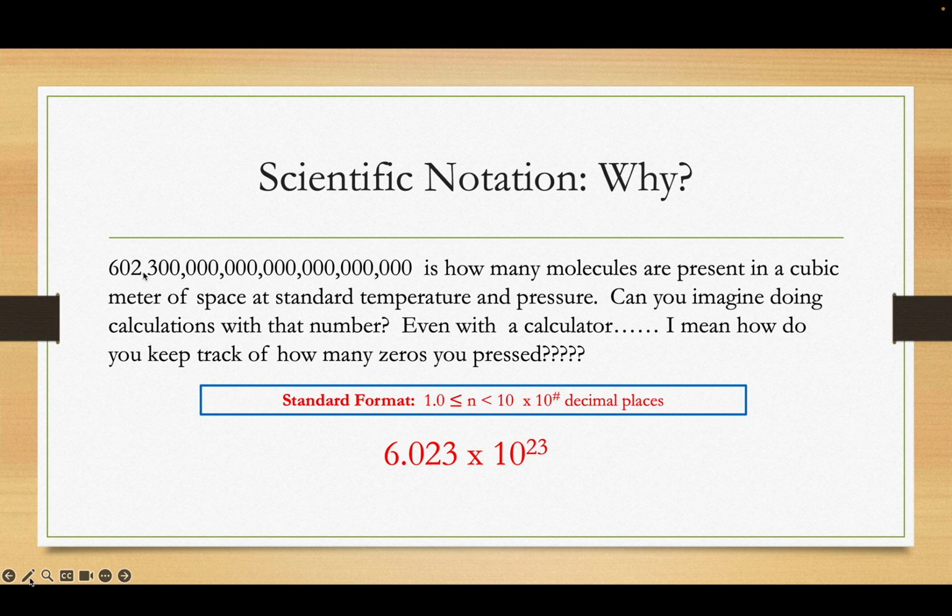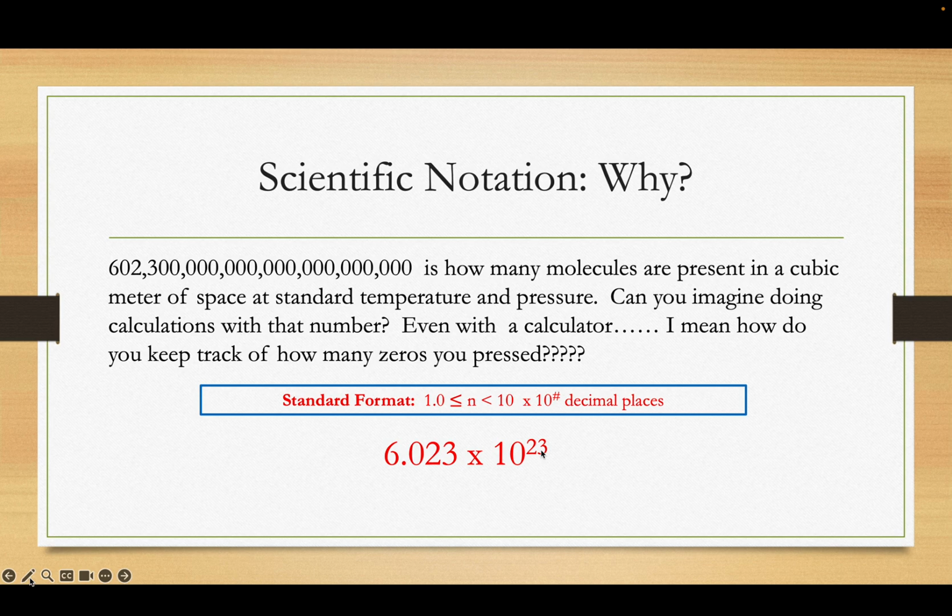And I have to create a number between 1 and 10. 602 is not between 1 and 10. Go one more place, 22. That's 60. That's not between 1 and 10. Go one more place, 6.023. That is between 1 and 10. And altogether, I moved 23 places.